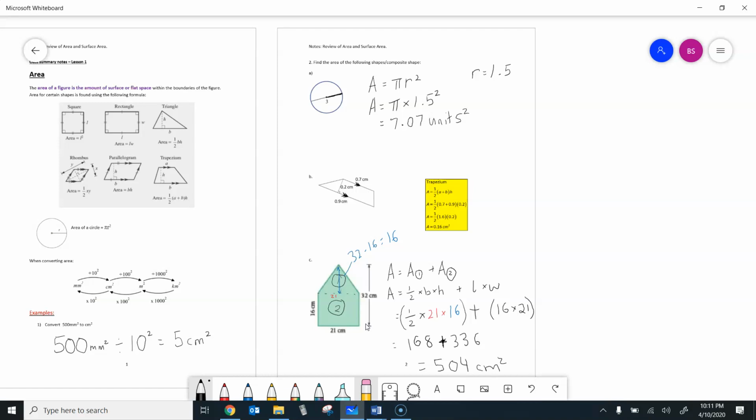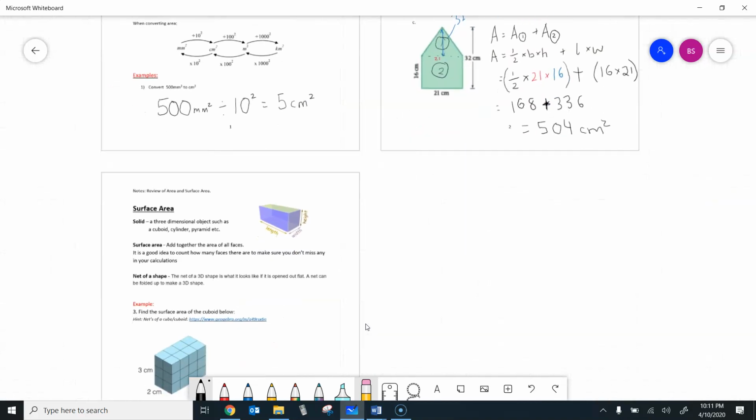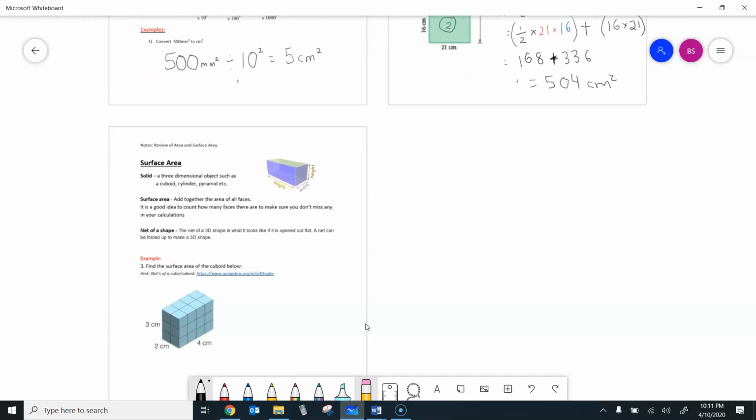Okay, let's have a look at the next one. Okay, now we're looking at surface area. So when we have a solid, a few terms first. When we talk about a solid, we're talking about a 3D object. So in this example here, we have a cuboid. You could have a cylinder. You could have a pyramid.